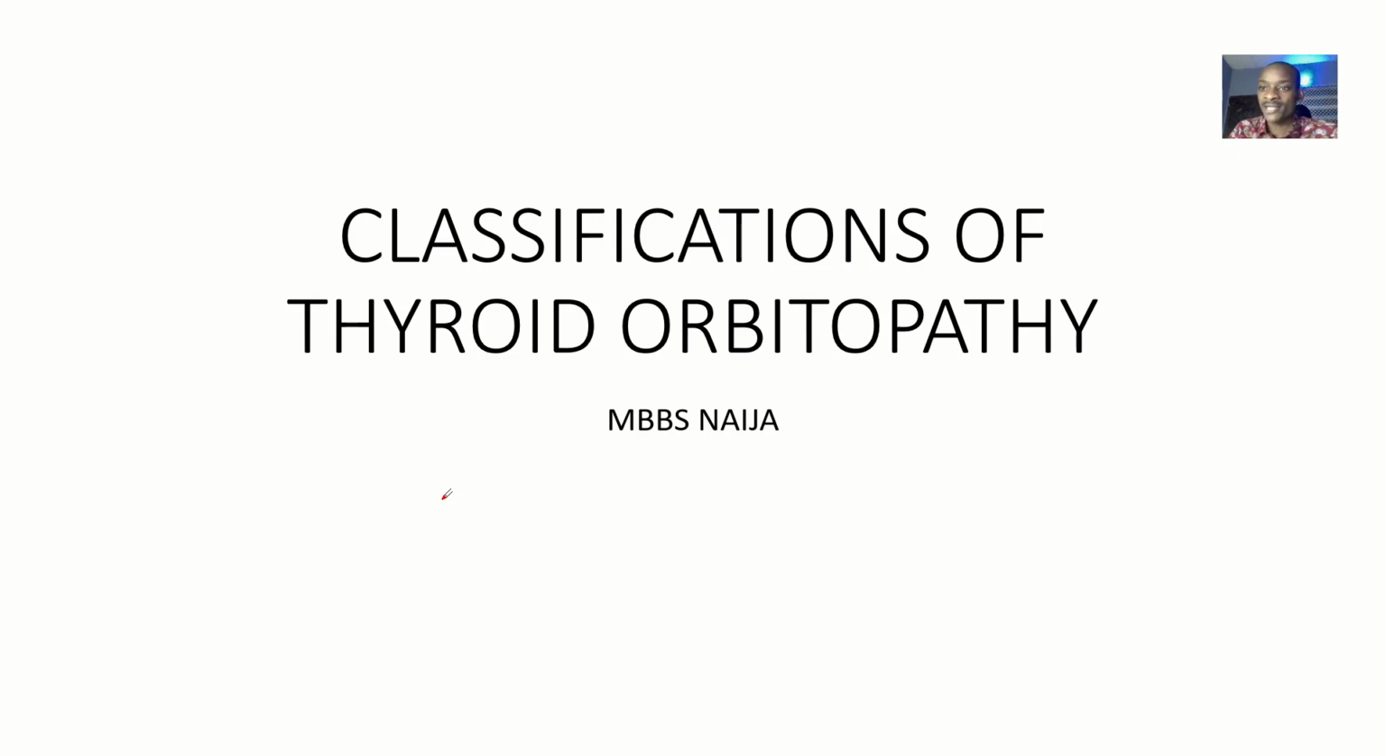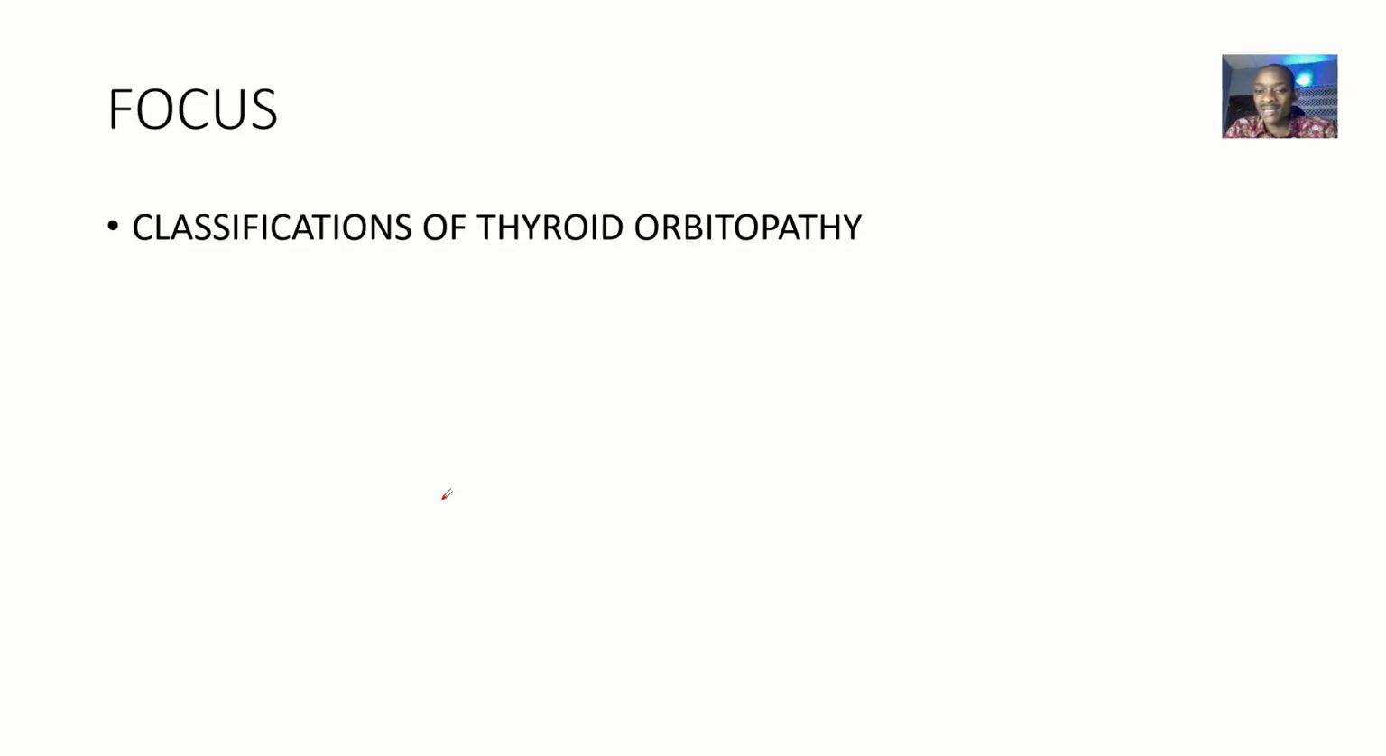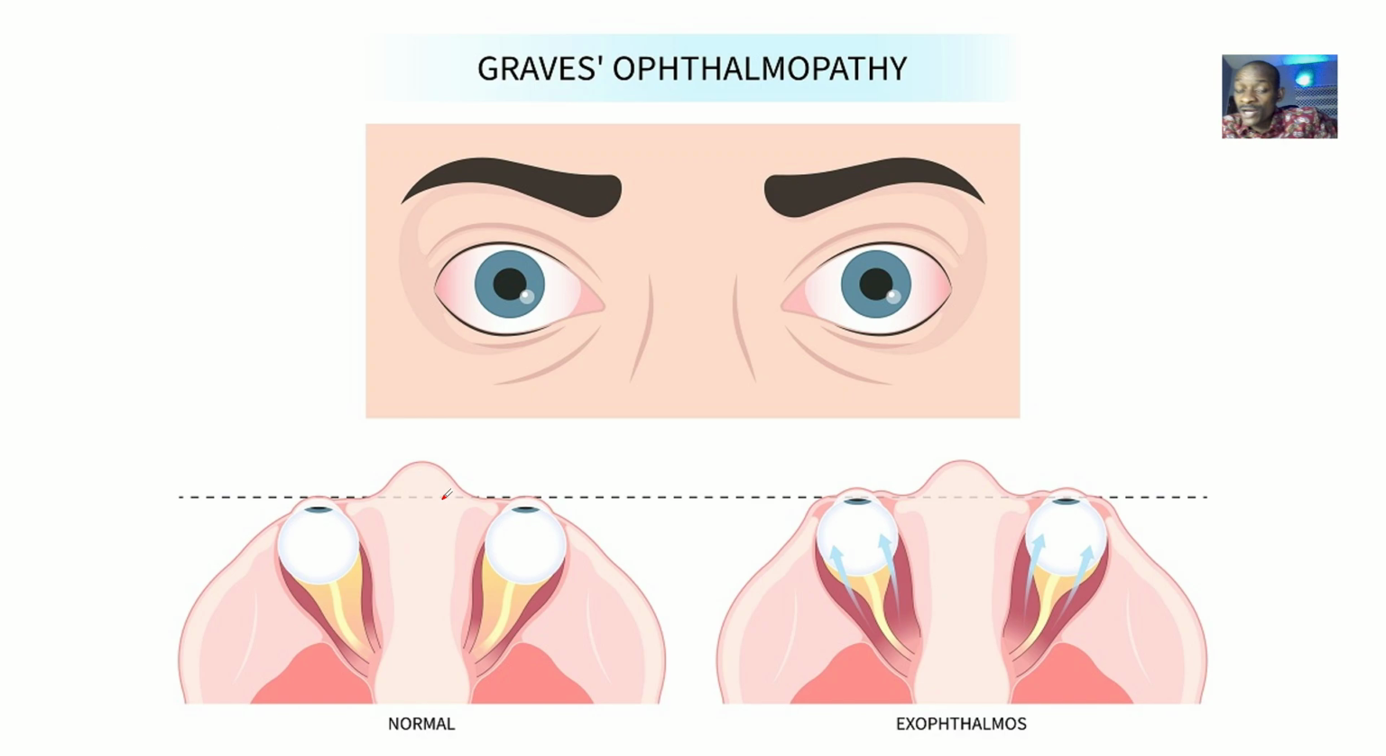There's a criteria that is used to classify thyroid orbitopathy. Now, I think first of all, let's remind ourselves what thyroid orbitopathy is. Thyroid orbitopathy is simply what? Like, there's too much thyroid hormone levels in the body. So it is now affecting your eyes. It is making your eyes purge out. Okay?